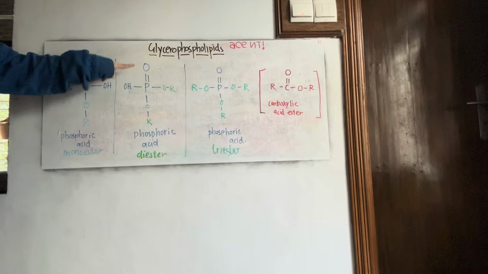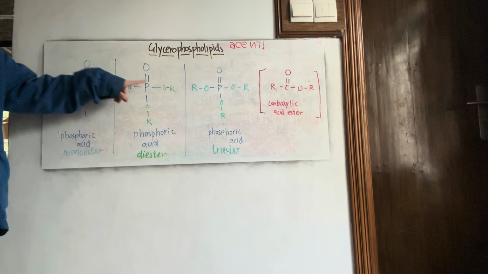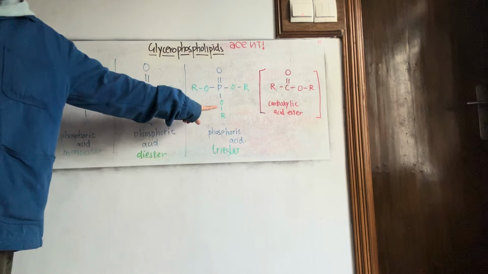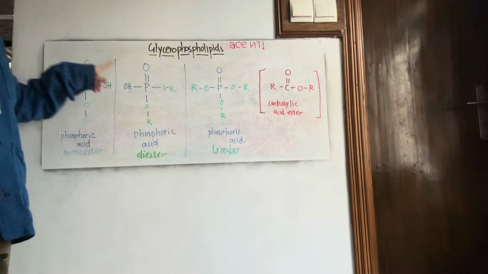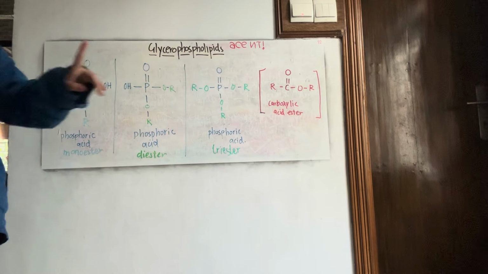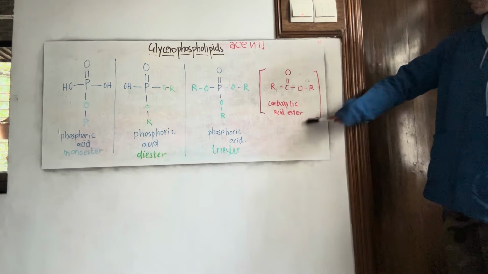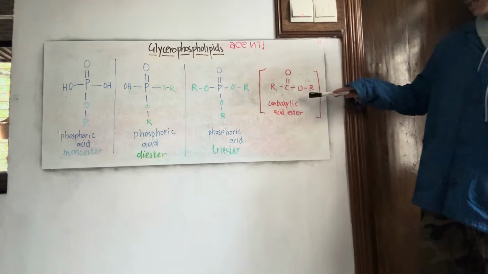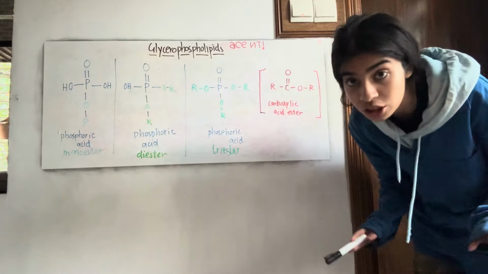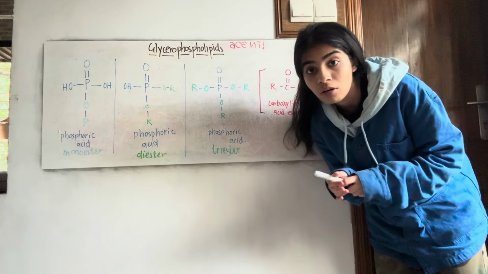Then we have phosphoric acid diester. This whole thing is the name, by the way. OR here, ester here. Phosphoric acid triester, so OR here, OR here, OR here. The one thing that is constant is the double bond between oxygen and phosphorus. Keep that in mind and compare that to the carboxylic ester. As you can see, this is carbon, and that is phosphorus. Just be clear on that. This is important if you want to draw phospholipids.